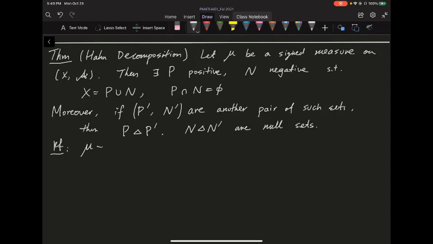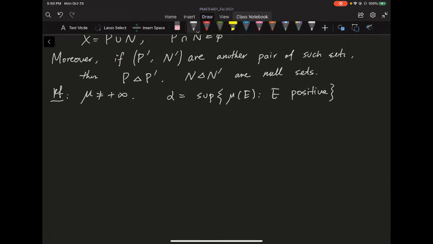Without loss of generality, let's just assume mu never equals positive infinity. If mu takes positive infinity, let's just consider negative mu. So let's consider the supremum, let's call it alpha, of all the mu of E where E is a positive set. Recall positive not only means its measure is positive, but all subsets of it also have non-negative measure. Because it's a supremum, there exists a sequence of positive sets Pn, and mu of Pn is going to converge to the supremum alpha.